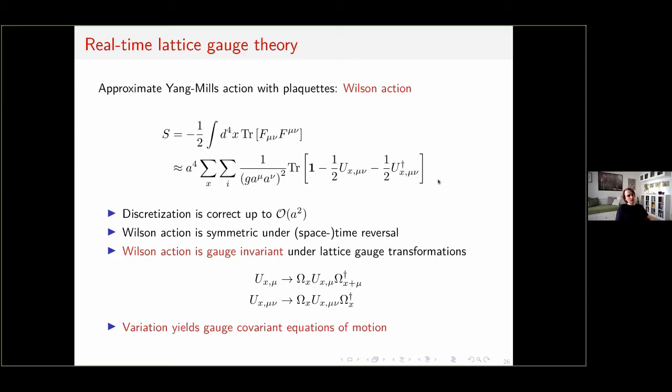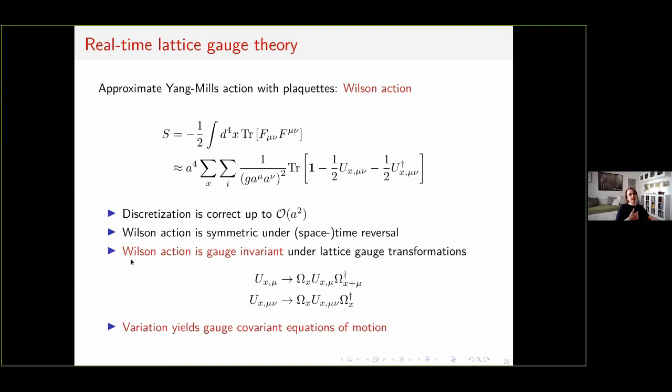And the simplest one looks like this. So this is the famous Wilson action, which is just made up of these plaquettes, so the smallest possible Wilson loops. And some properties, well, first of all, it's accurate up to the squared order, a squared in the lattice spacing, right? It's also symmetric under space-time reversal, which is also a pretty nice property to have. But most importantly, it's actually gauge invariant.